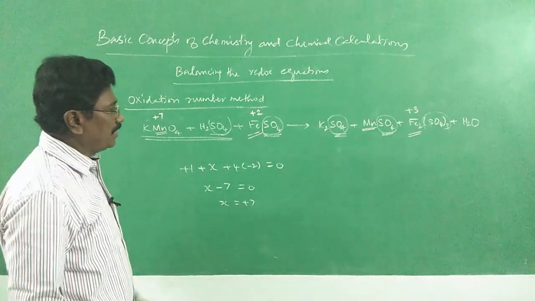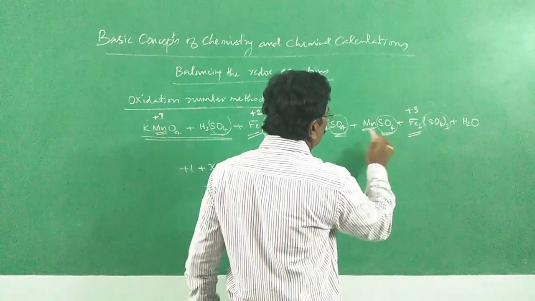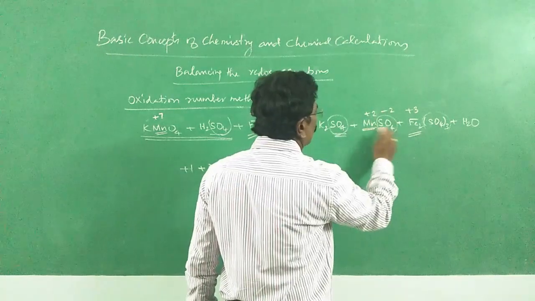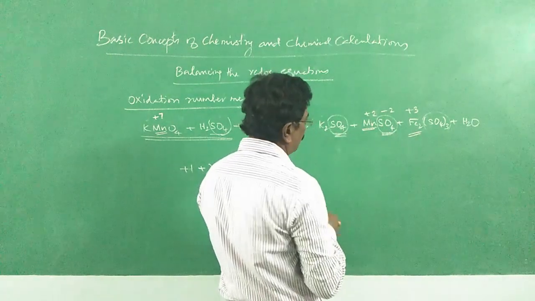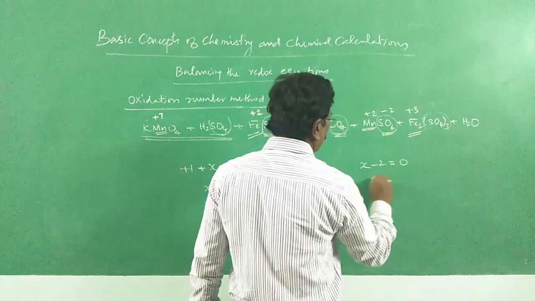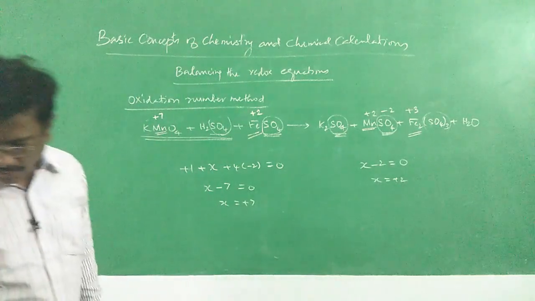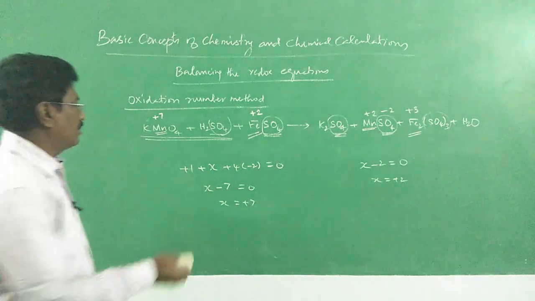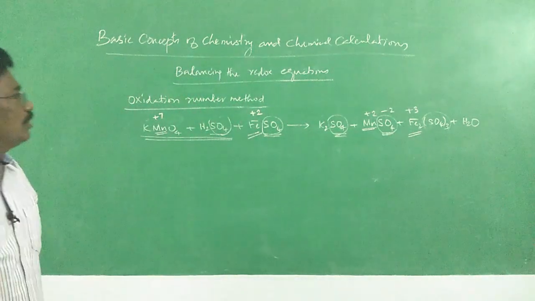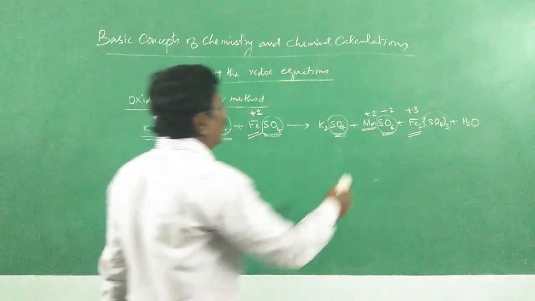Manganese from +7 is reduced to +2. Why +2? Sulfate on the whole is -2. It should be +2. Then only the total charge will be 0. If the oxidation number of manganese be x, for sulfate on the whole -2 is equal to 0. Therefore, x is equal to +2. This is how we find out the oxidation number of manganese here. So, manganese from +7 is reduced to +2. Iron from +2 is oxidized to +3.